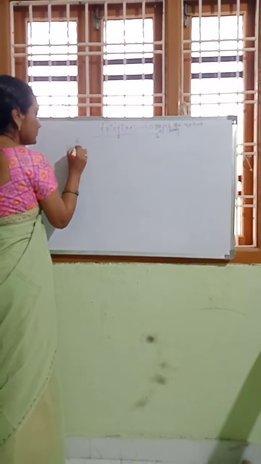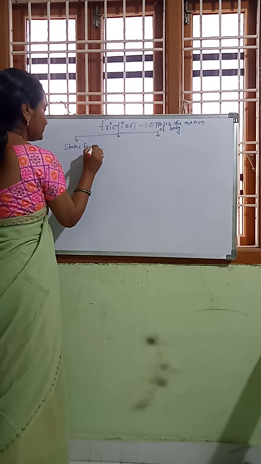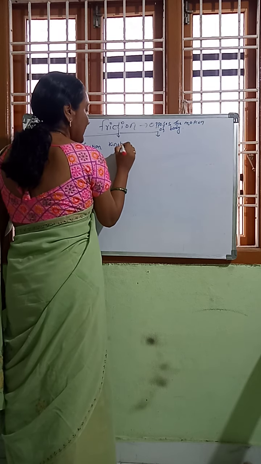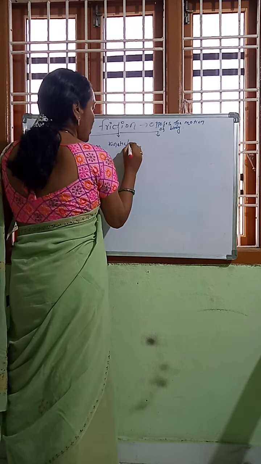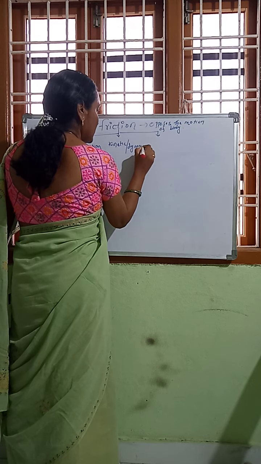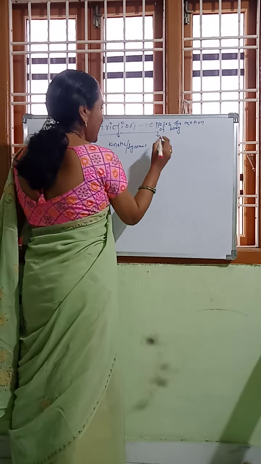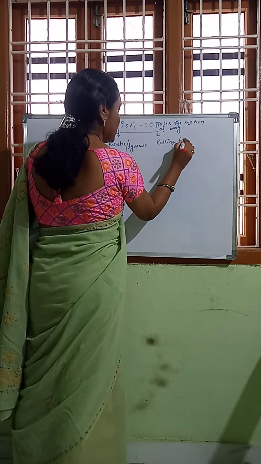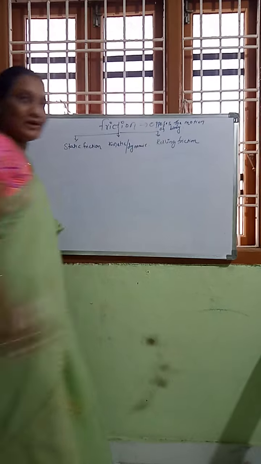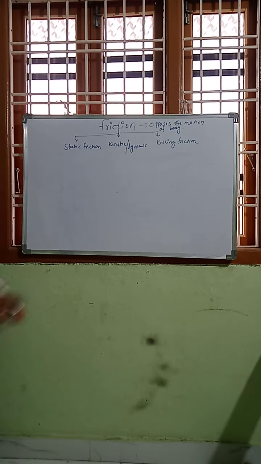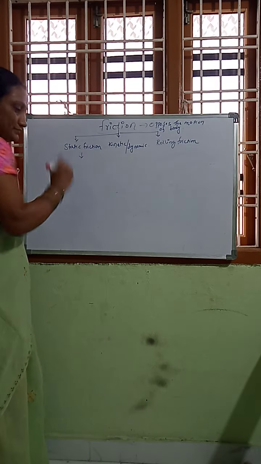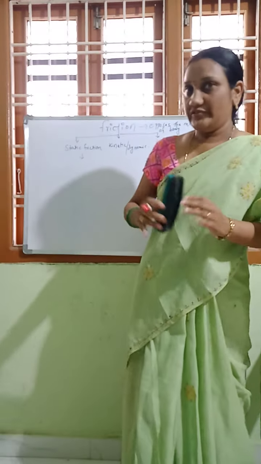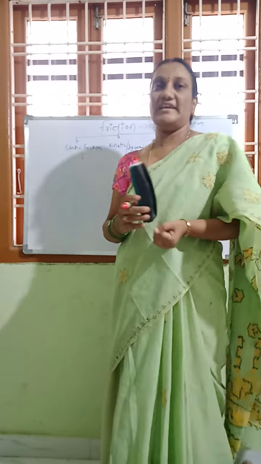One is static friction. The other is kinetic friction or dynamic friction, and the other is rolling friction. First, static friction. Static means if the body is in rest position, we say it is static.